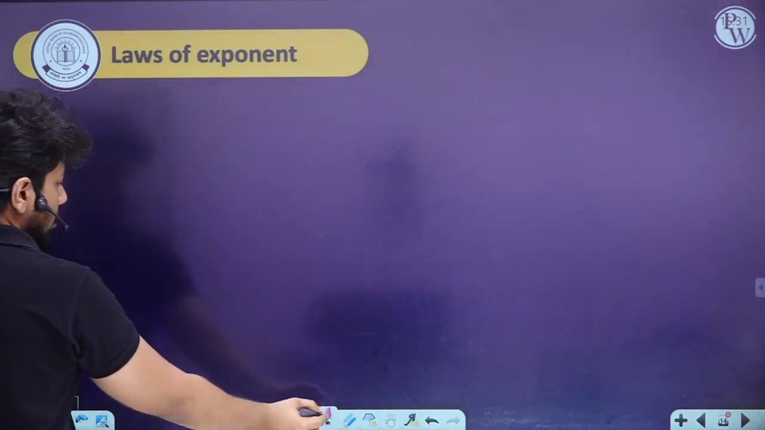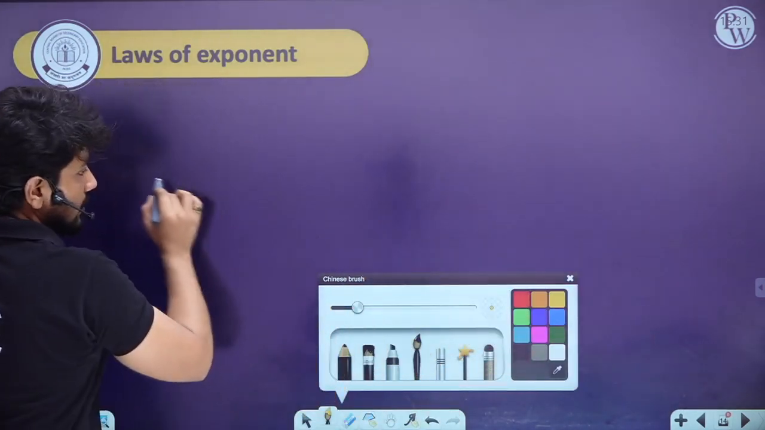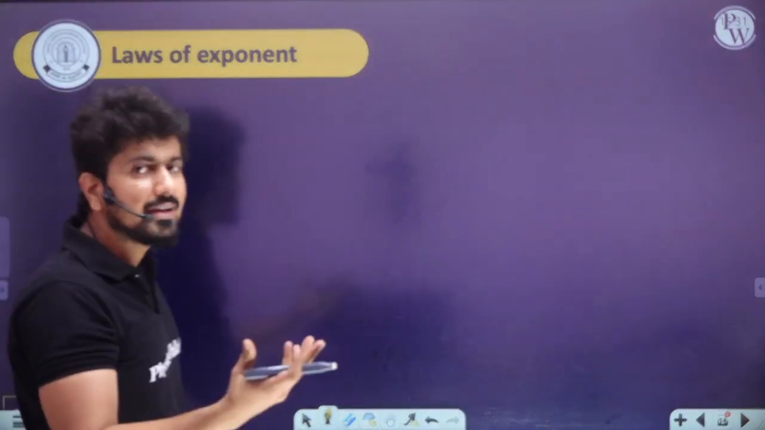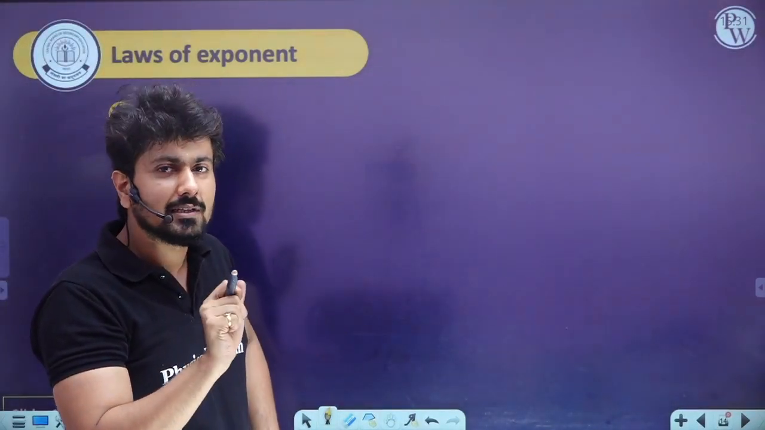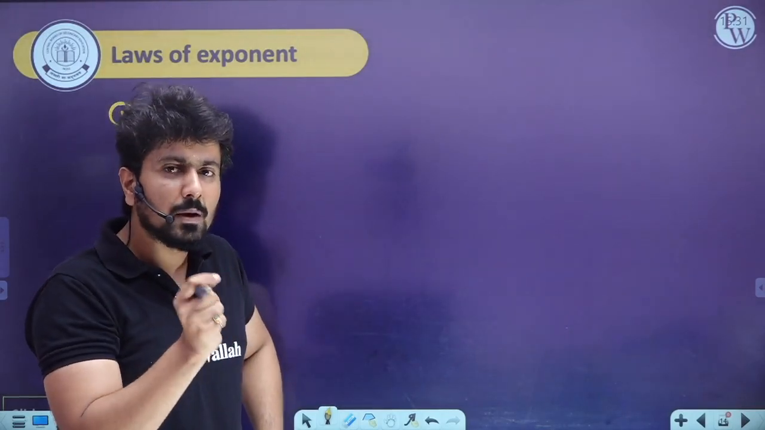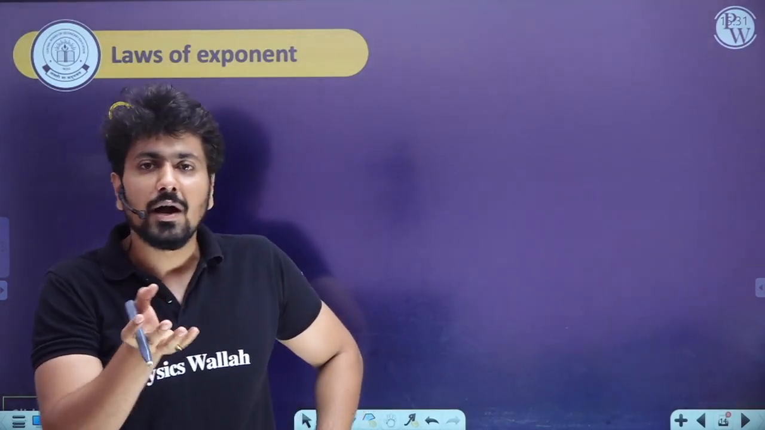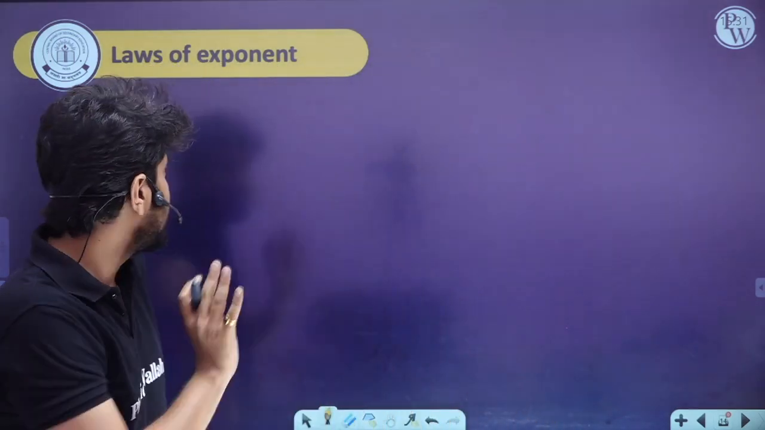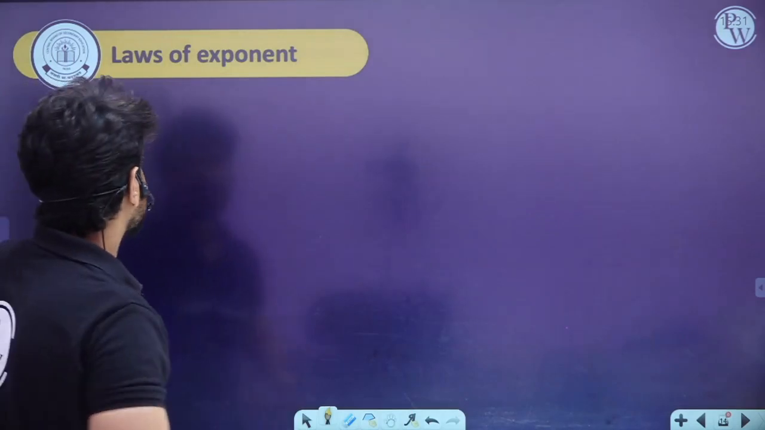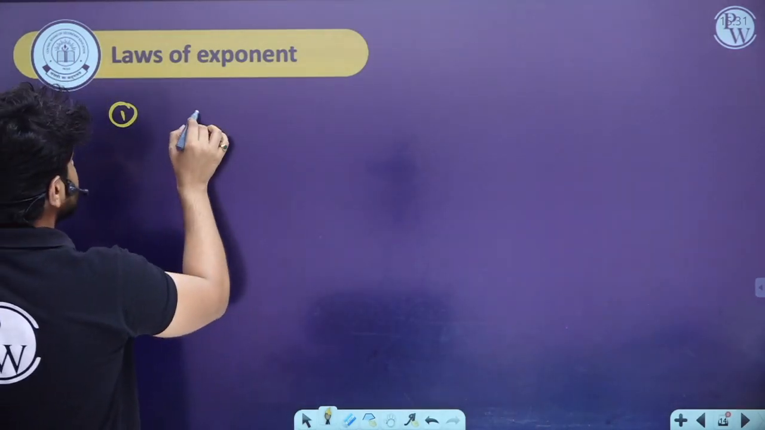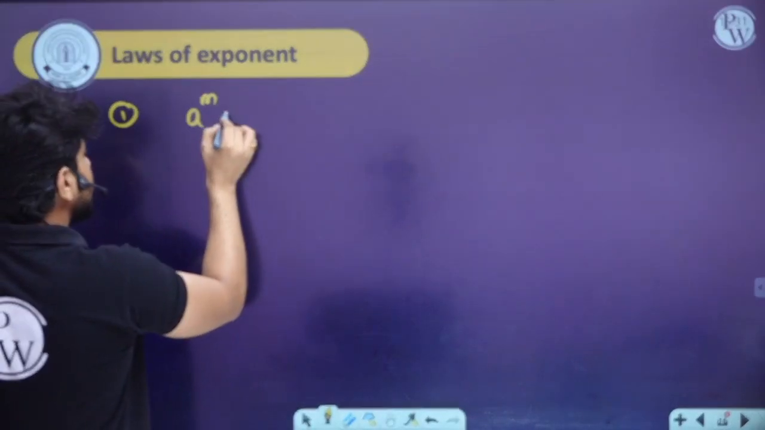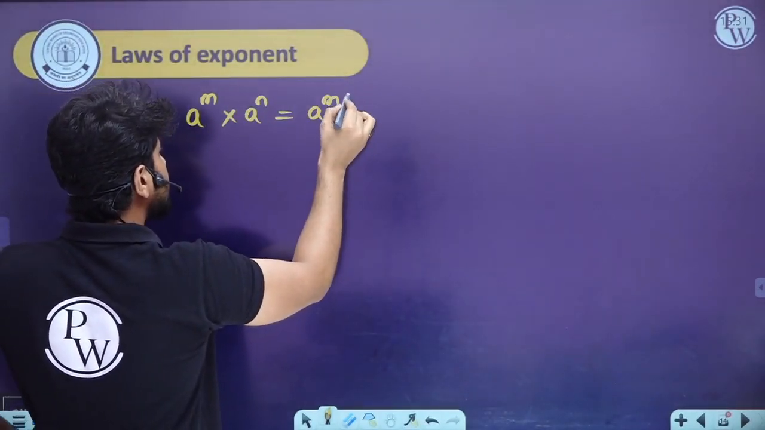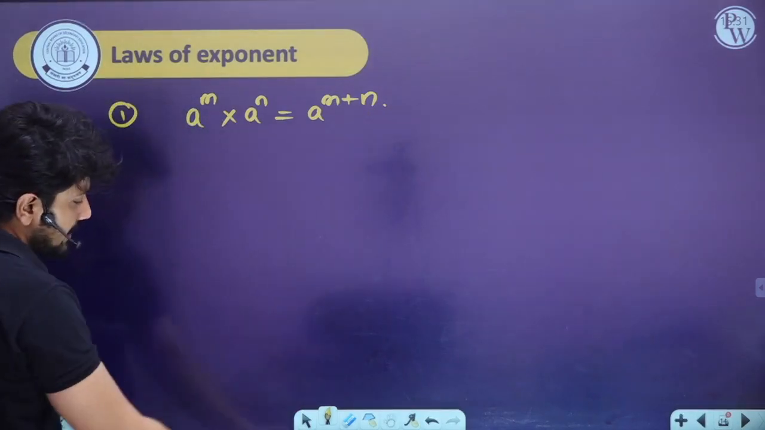So the first law, which you must know, okay, it's not just about knowing, it's about applying in the correct situation. Okay, that is also important. And you will be able to apply in the correct situation if you understand it thoroughly. If you understand each and everything deeply, then you will be able to apply it. So the first law is a raised to the power m multiplied by a raised to the power n will be equal to a raised to the power m plus n. Yes, everybody has seen this.